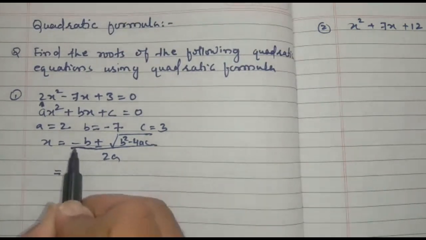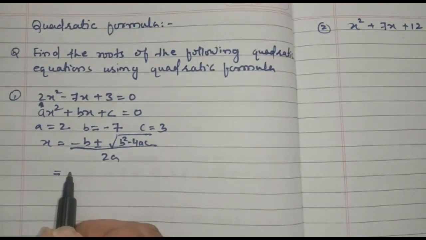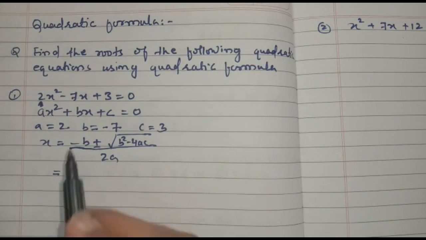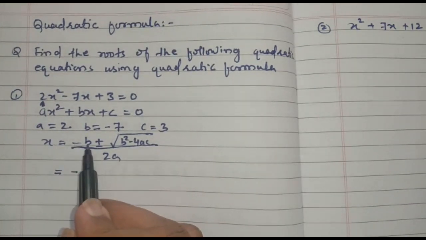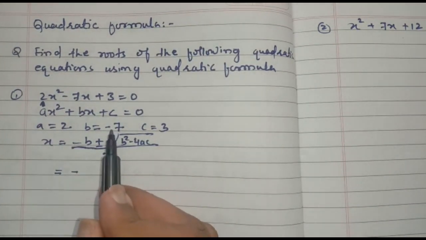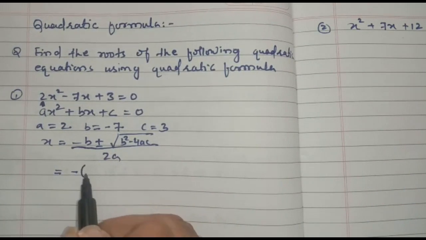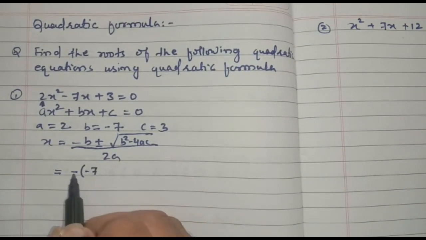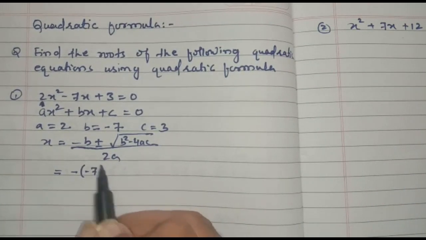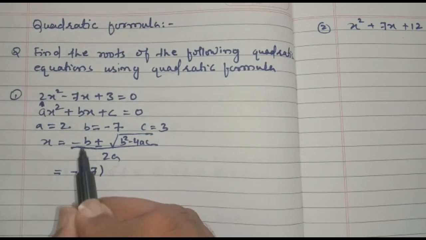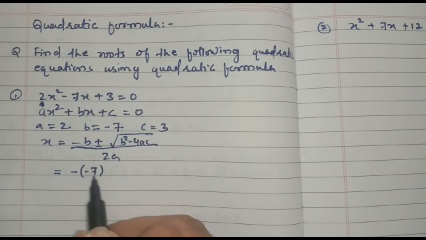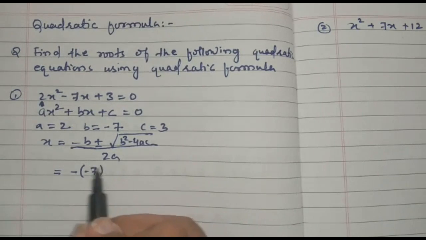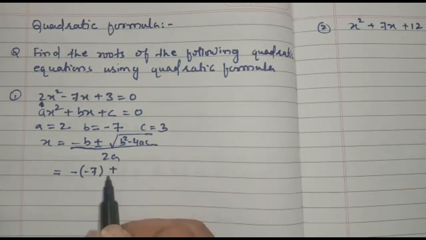x is equal to. First we have to write this minus as it is. Then we have to write the value of b. Value of b is -7. So I am writing that in the bracket because already I have minus here. So first minus as it is, then the value of b is -7, that has to be written in bracket. We will open it by minus in the next step.